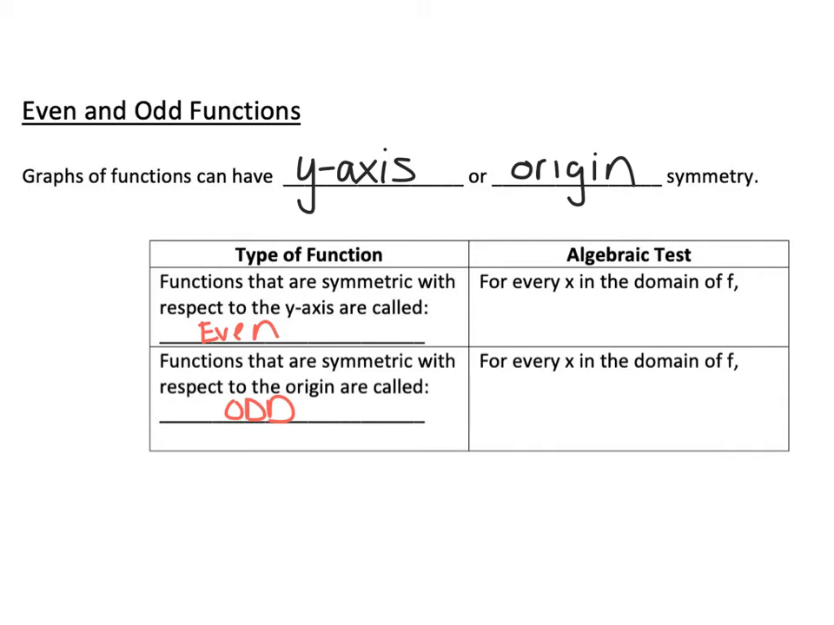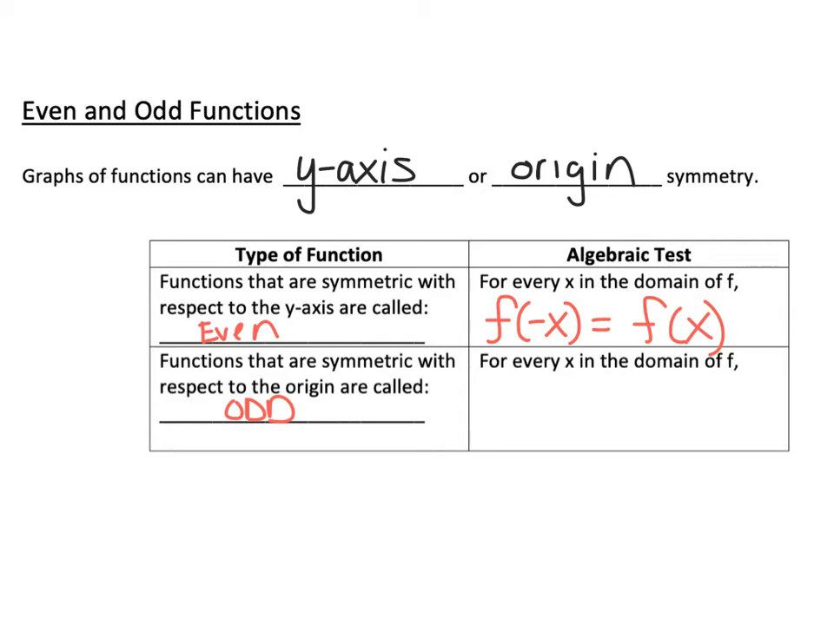The test is really the same as what we mentioned before. So for an even function, for y-axis symmetry, what are we doing? We are replacing every x with the opposite of x. So we do f of negative x, and what happens? We have to get the exact same equation that we started with, f of negative x is equal to f of x.